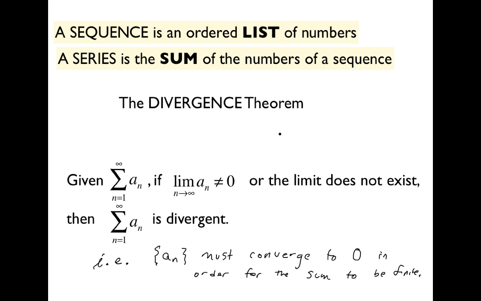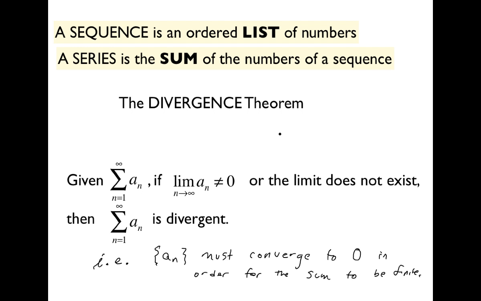Okay, questions on the divergence theorem? Does the condition that you've written out imply that if the sequence goes to 0, the sum will always be finite? Okay, we're getting there. Don't get ahead of me, please. Okay, a lot of questions.